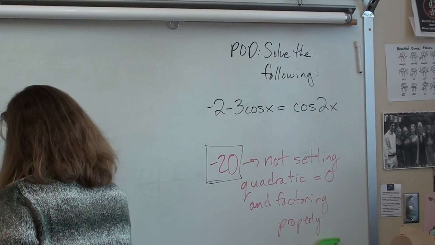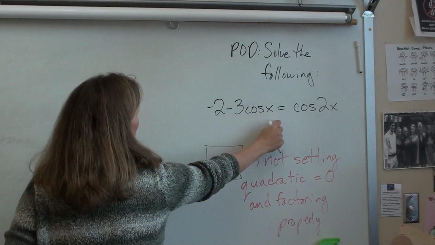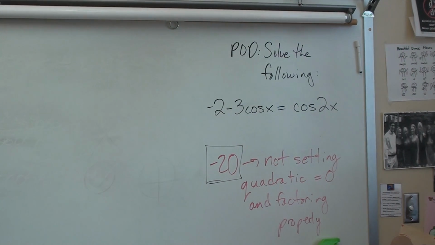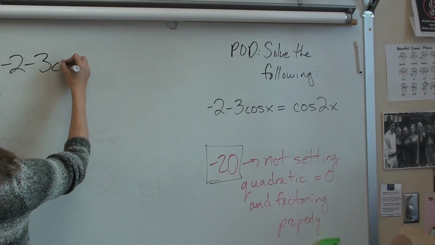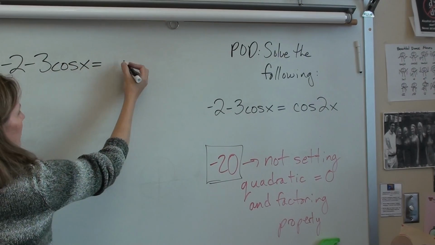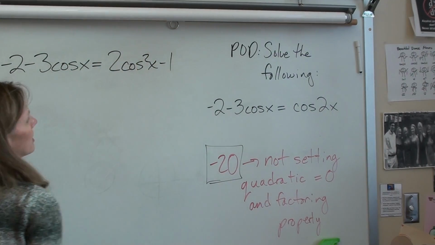Okay, quiet please. So here's what we have. What are we going to have to use in order to solve this? The double angle identity for cosine, right? Since we already have cosines, which cosine double angle identity should we use? 2 cosine squared x minus 1. Good, Rayon's got this.